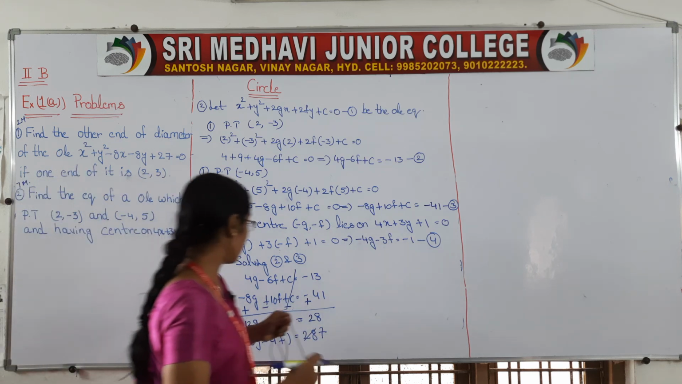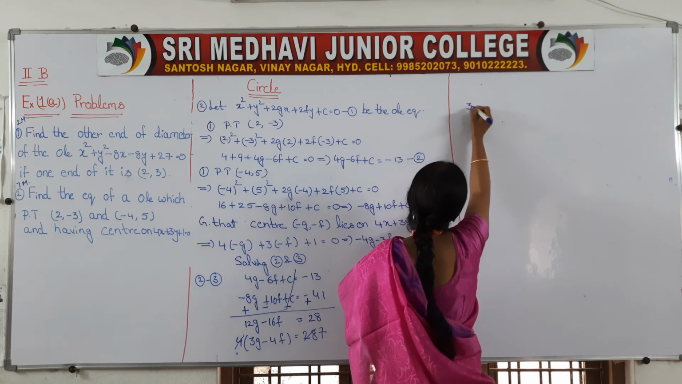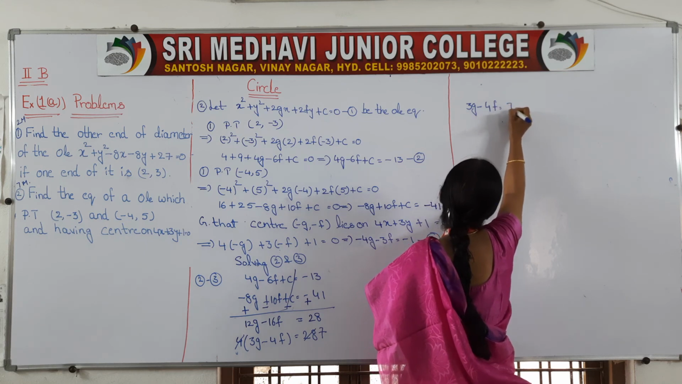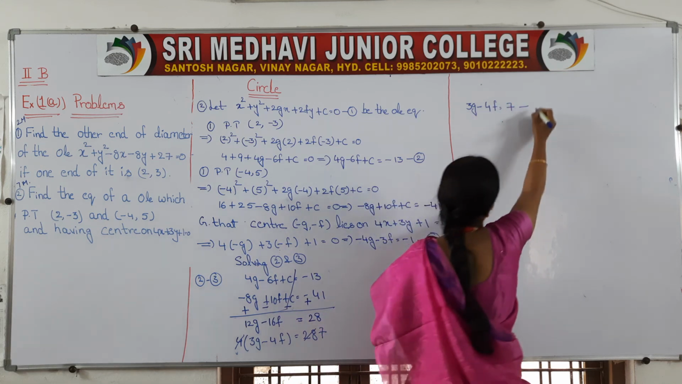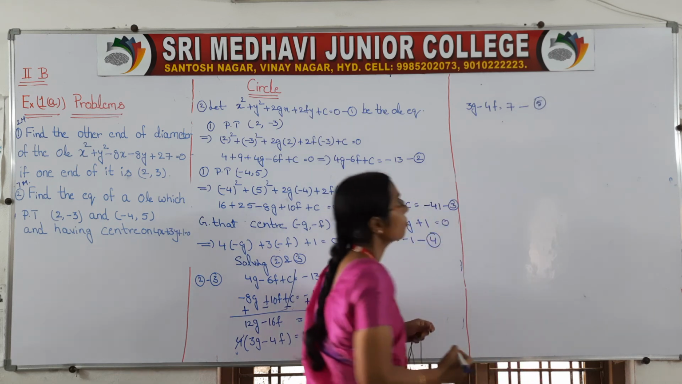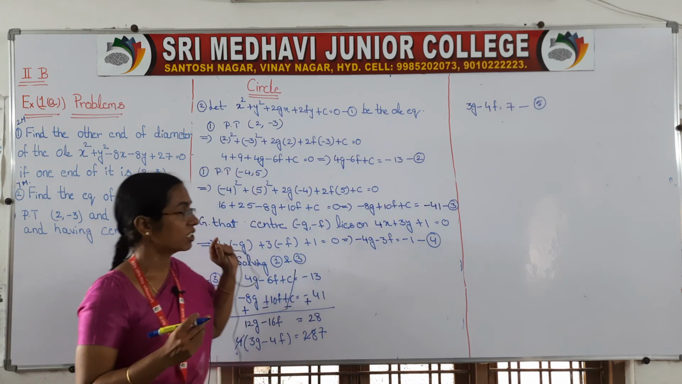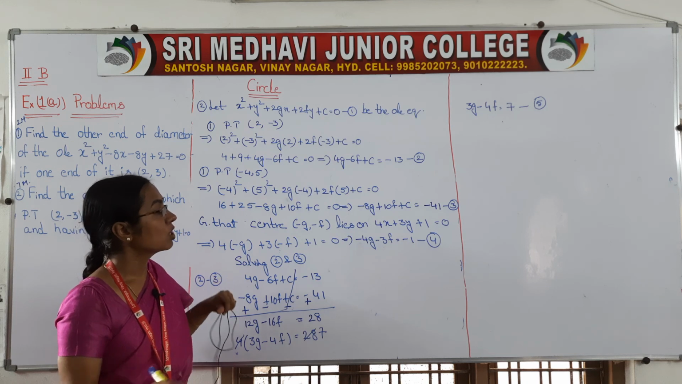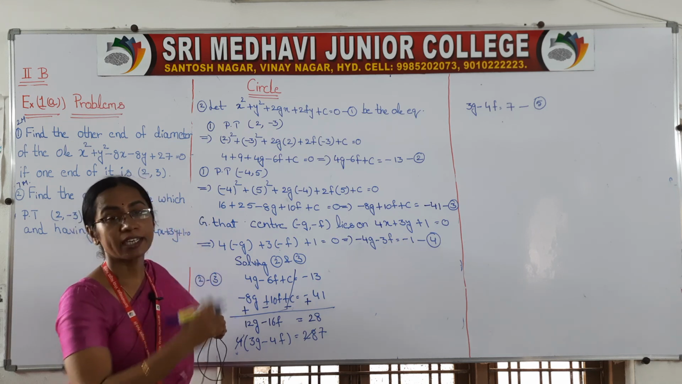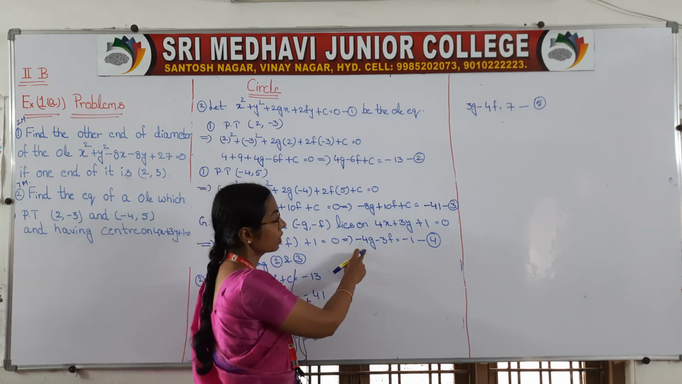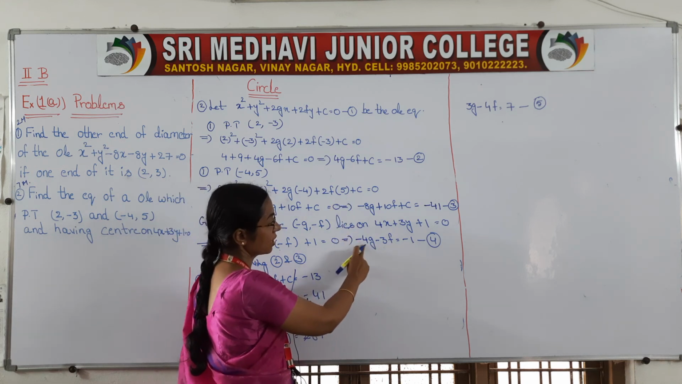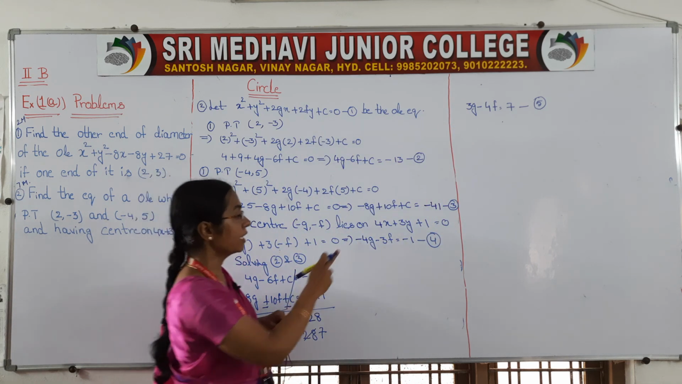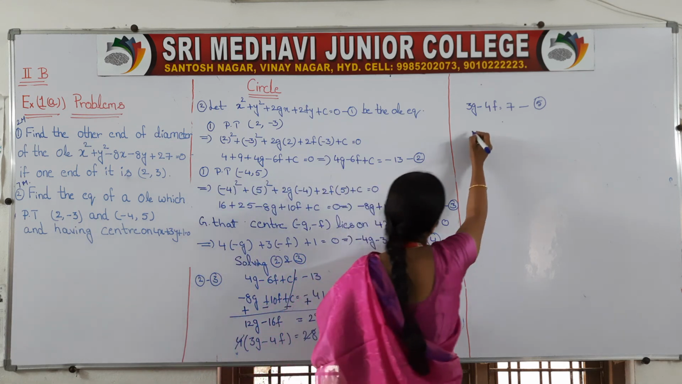So now what is the equation? We got 3g - 4f = 7. Consider this as the fifth equation. Now we have to solve the fourth and fifth equations. Observe, the fourth and fifth equations have g and f values, so try to cancel any one value so that we can get the other. Suppose we want to cancel g. Observe the g coefficients: -4 here, 3 here. So multiply the fourth equation with 3.